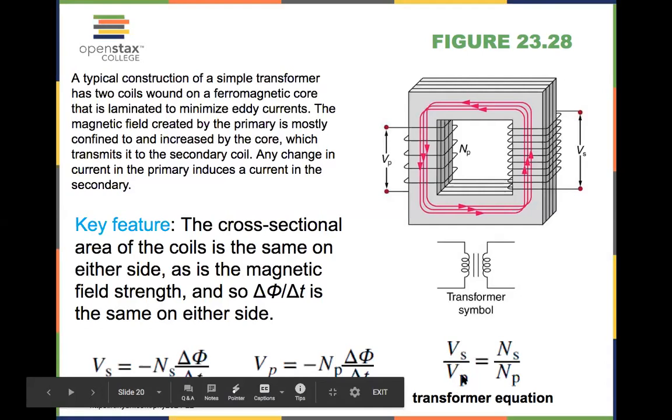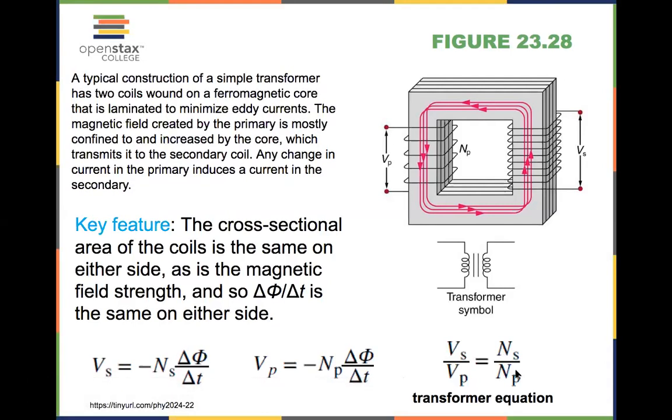You can look at these two equations and derive this equation: Vs over Vp, the secondary circuit voltage over the primary circuit voltage, should be equal to the number of turns of secondary coils divided by primary coils. So this is the transformer equation. You can use this to determine what the voltage is on both ends, or the ratio of them.